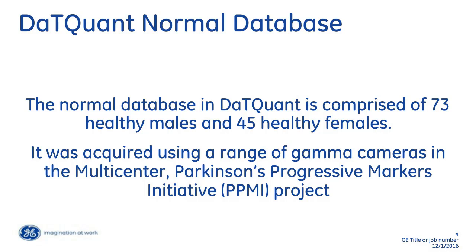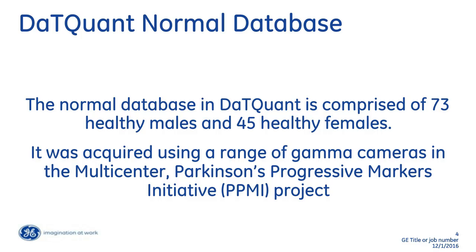So as previously mentioned, one of the key features of DaTQuant is the ability to quantify and compare your patient's data to a normal population. The normal population database in DaTQuant was acquired using a range of gamma cameras from different manufacturers through the multi-center Parkinson's Progressive Markers Initiative in America. And the sample in the normal database is of 73 healthy males and 45 healthy females, all of which have no family history of Parkinson's disease.